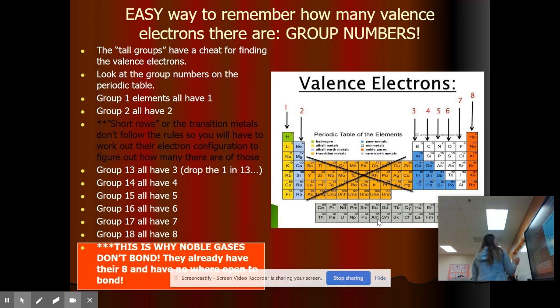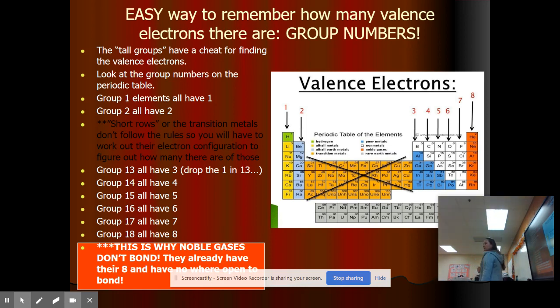All right, so an easy way to remember is the group numbers. This one has 1, 2, 3, 4, 5, 6, 7, 8. That's what we talked about before. Do not count the little transition metals. For those you have to do the complete electron configuration because they are different. They don't follow the rules. They're very unique, so you would have to do all the electron configurations for all the transition metals in order to figure out how many are in valence because they'll be all over the place.